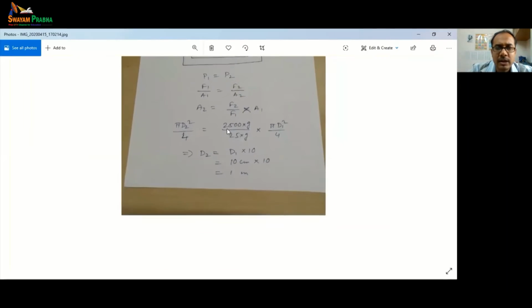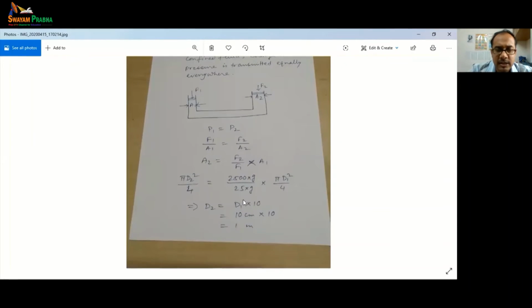So you can see directly that pi by 4 cancels out, 25 also cancels out. Ultimately what you get is d2 squared is equal to 100 into d1 squared. That means d2 equals d1 into 10, and d1 is given 10 centimeter, multiplied by 10. So that gives you 1 meter.